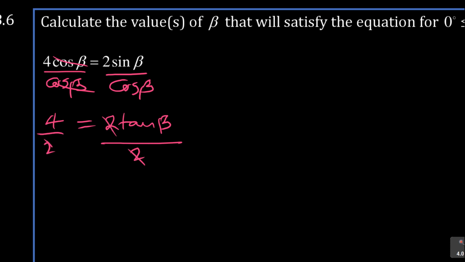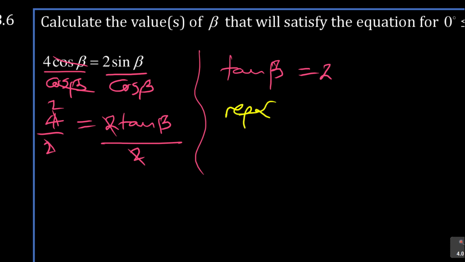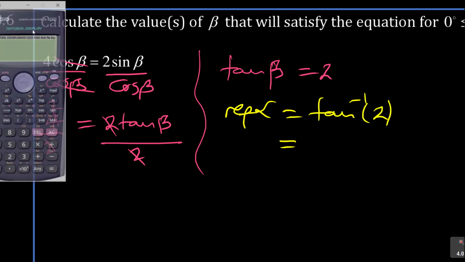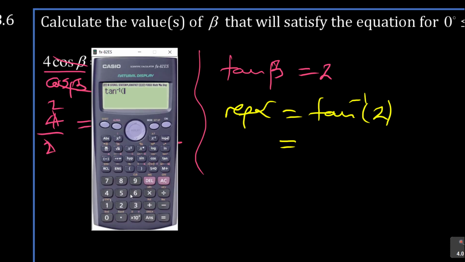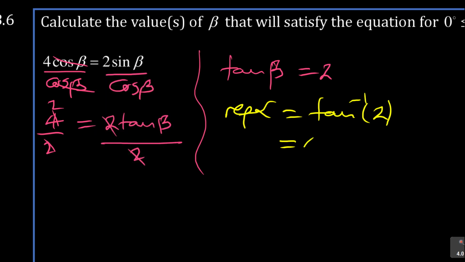I now have my tan beta is equal to 2. Get your reference angle is equal to arctan 2. That is your reference angle. Now what is arctan 2? Use your calculator to say shift arctan 2. You get your reference angle, which is 63,435, because it's 3 decimal places. 63,435 degrees. It's your reference angle.